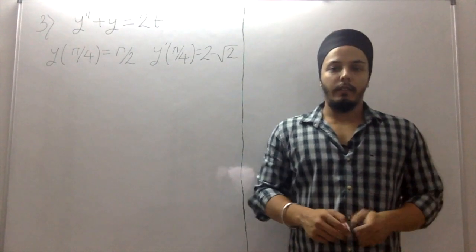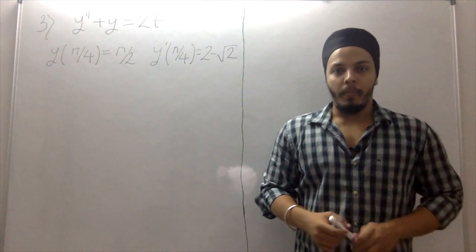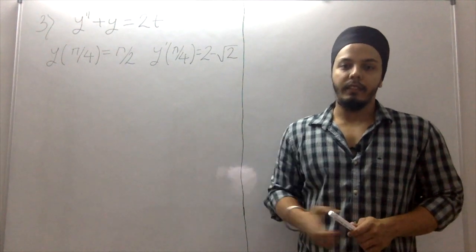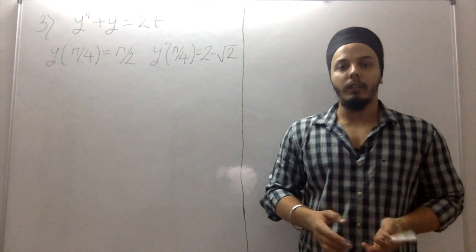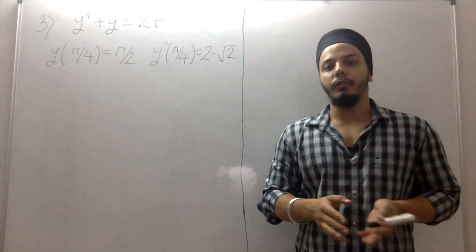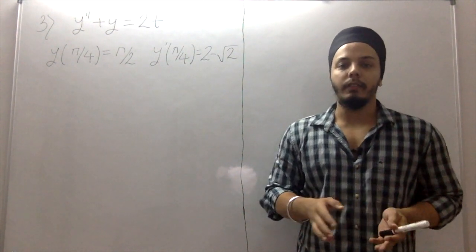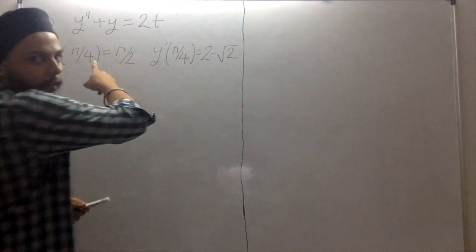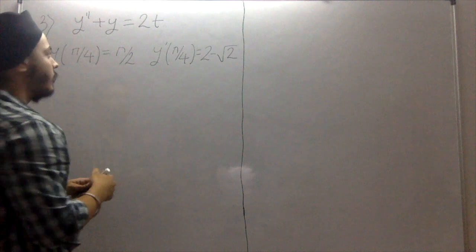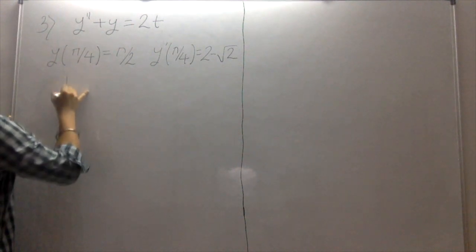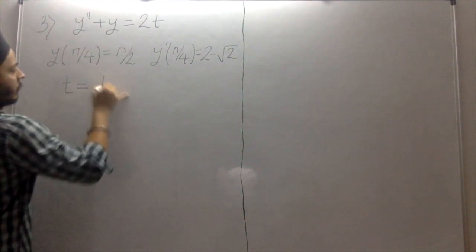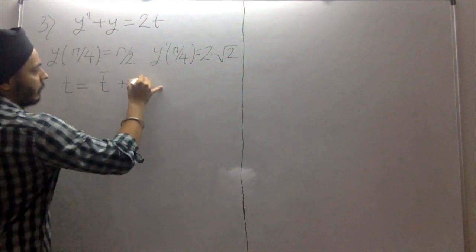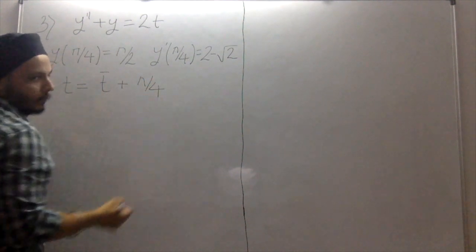Now let us solve our third and last question. Here our condition is given at pi by 4. So what we will do is replace t equals t bar plus pi by 4 and then solve it for t bar. Here our equation is y double dash plus y equals 2t. So we are replacing it as t equals t bar plus pi by 4.